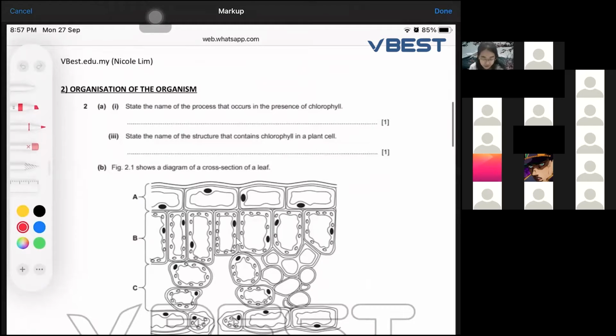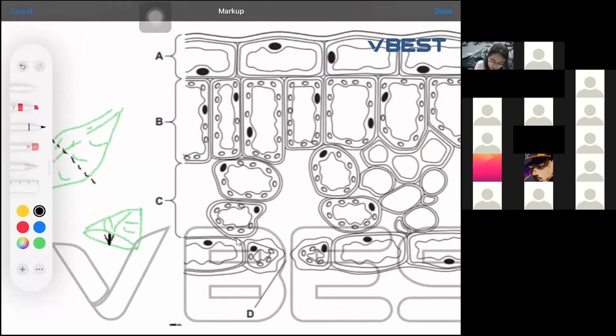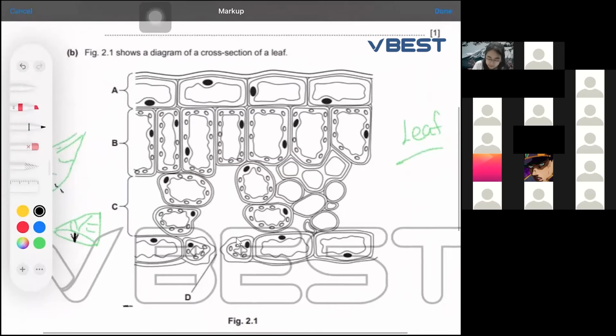Organization of organism. Alright, so here we have, you know what structure this is? Leaf, structure of a leaf. This is like if you take the leaf, you say this is your leaf, and then you cut it like this, right? And then you see the leaf as if it looks like this. So this is actually what we're seeing, this part. Right, this small section here is this entire diagram.